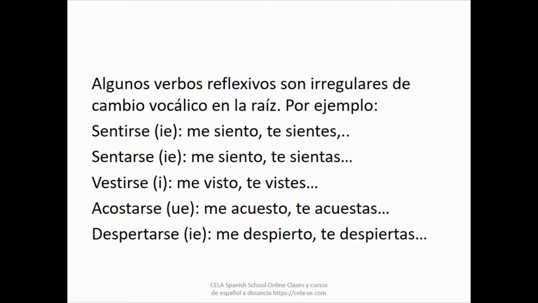Some reflexive verbs are also irregular in the present tense because they have a vowel change in the stem. The conjugation of these verbs will be explained in the video dedicated to irregular verbs with vowel change. There are not many of them.